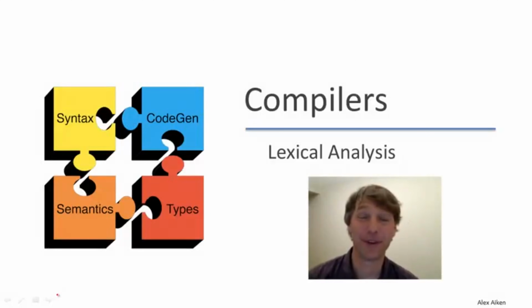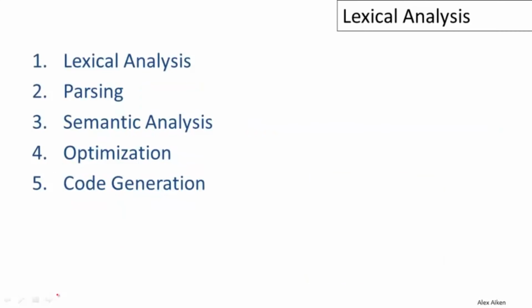Welcome back. This is the first video in our long series on the implementation of compilers. Recall from last time that a compiler has 5 phases. We're going to begin by talking about lexical analysis, and this will probably take us 3 or 4 videos to get through at least, and then we'll be moving on in order to the other phases.